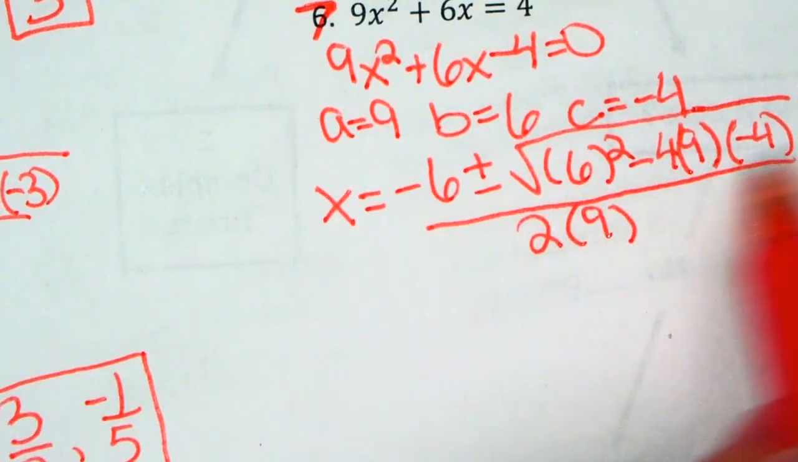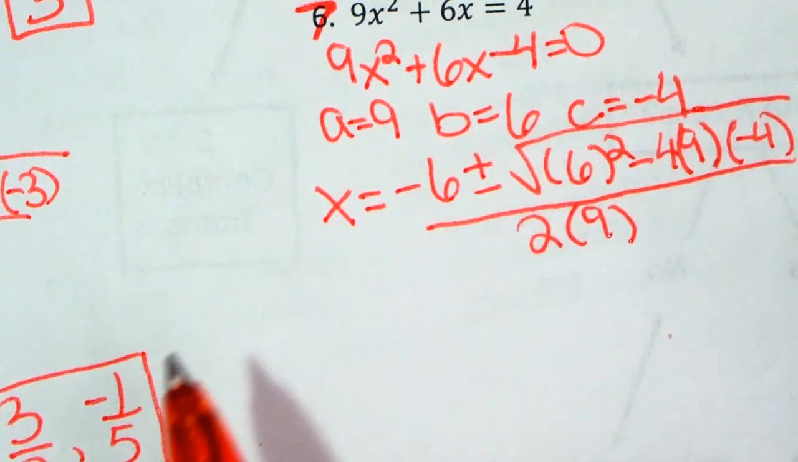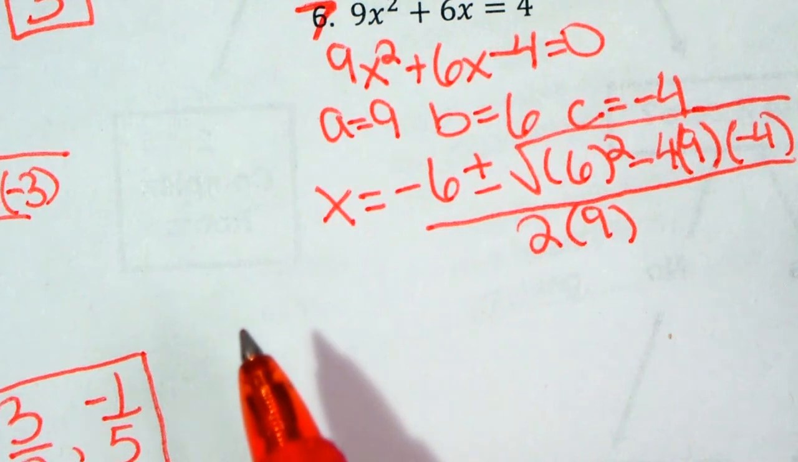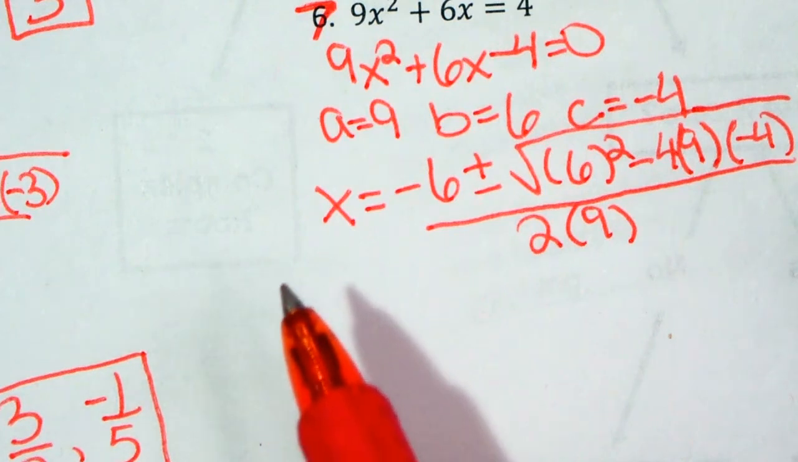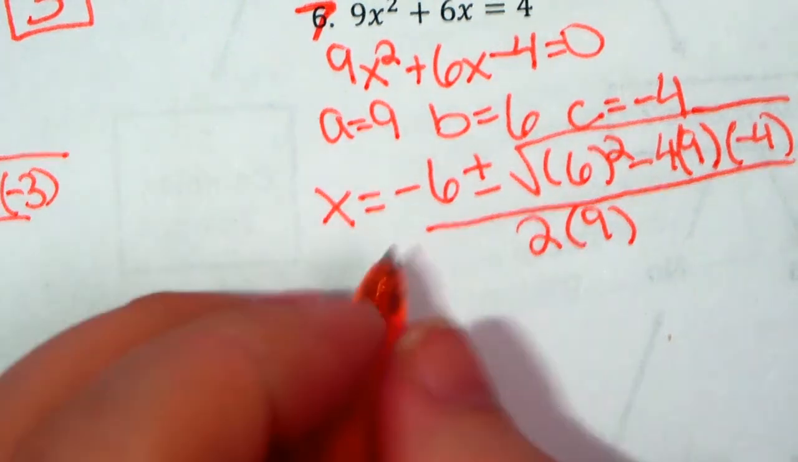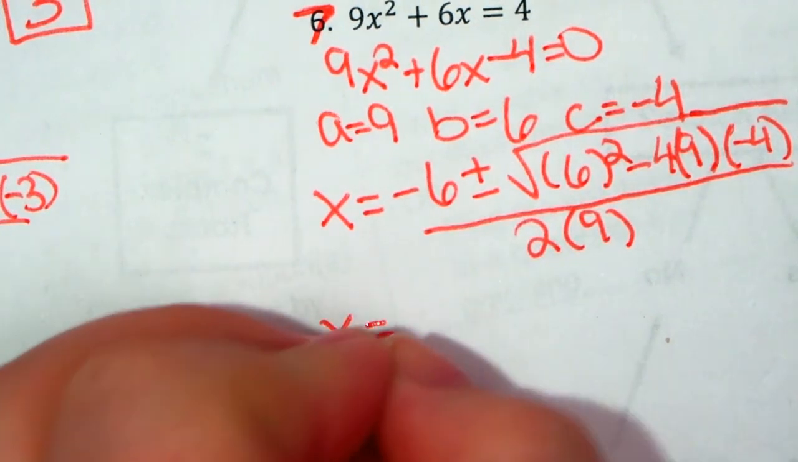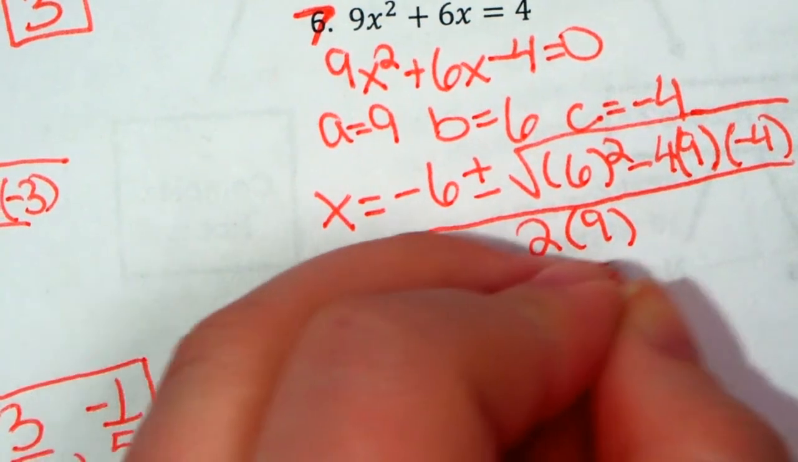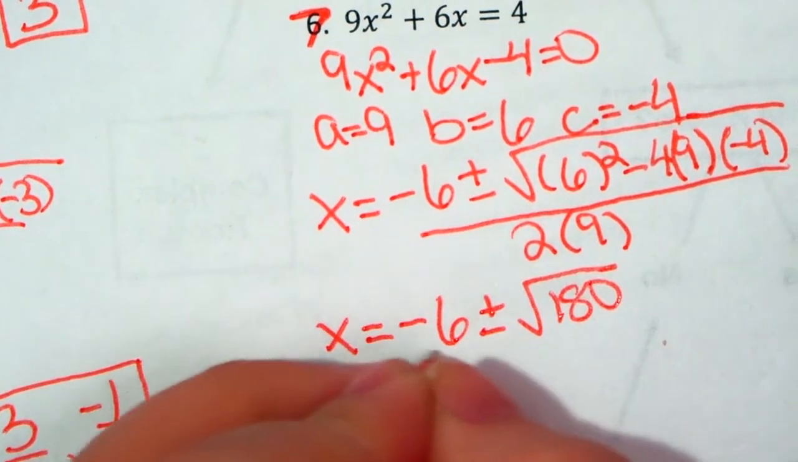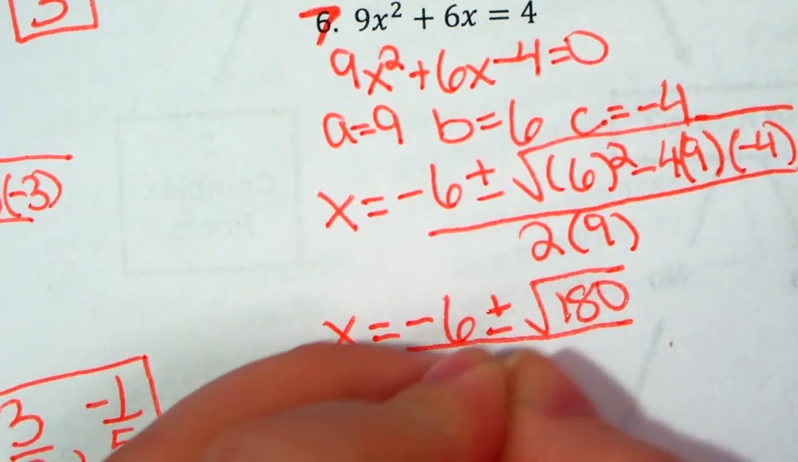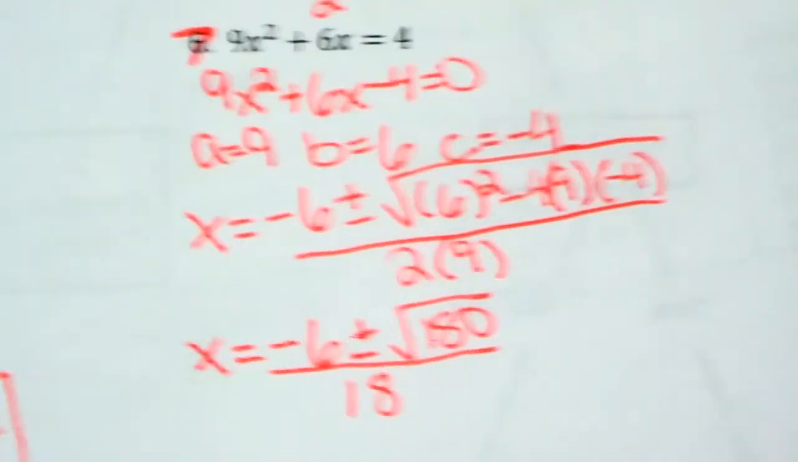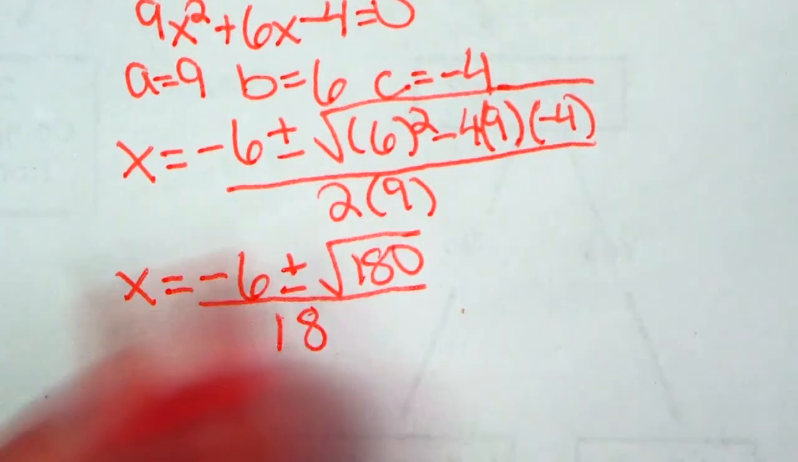So again, we're going to type our discriminant into our calculator. 6 squared minus 4 times 9 times -4. And that gives me 180. 180 is not a perfect square, so we're going to attempt to use a factor tree.